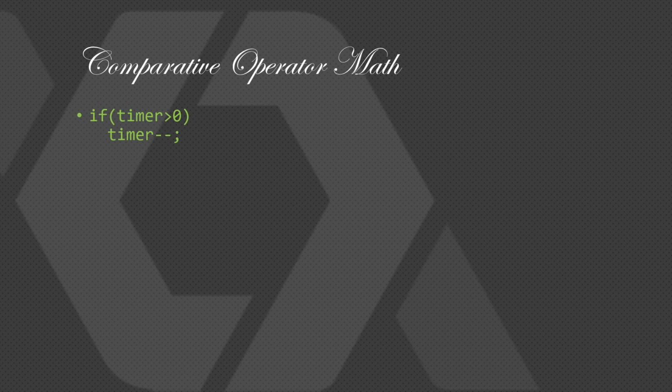Another way to do that might be to take advantage of the max function. Timer equals max timer minus 1, 0. And both of those will work, but there's another way to do it using what we just learned. And it looks like this: timer minus equals timer greater than 0. So if timer is greater than 0, then you will subtract 1 from timer. But if timer is less than or equal to 0, you will subtract 0 from it, which doesn't change anything.